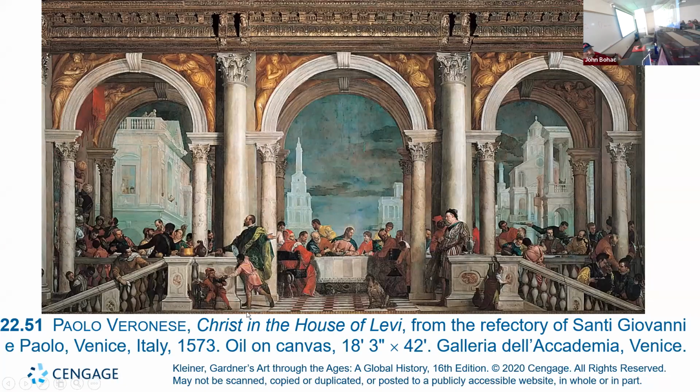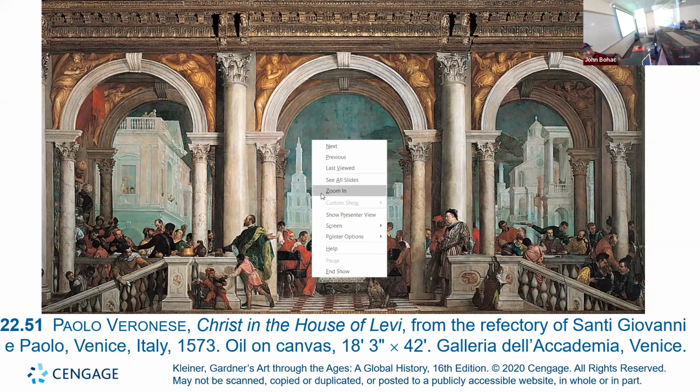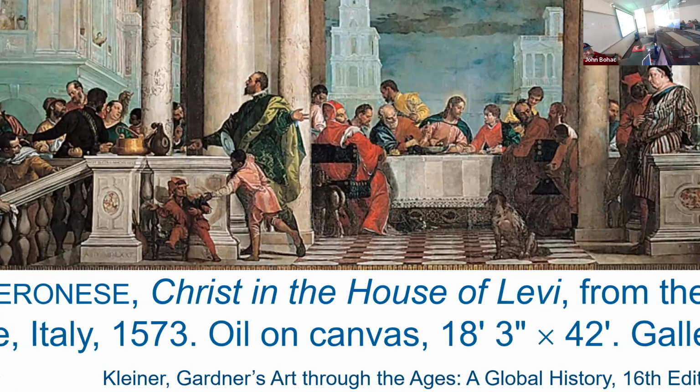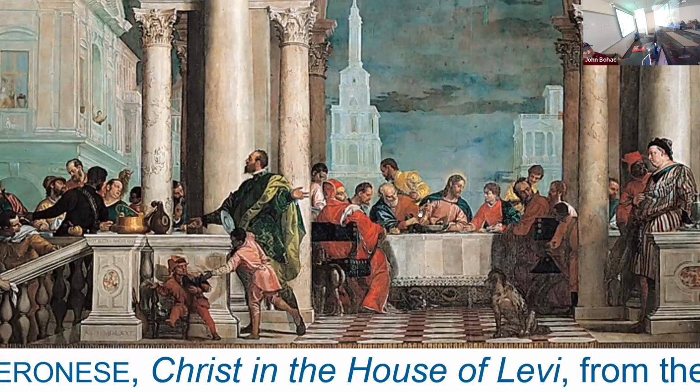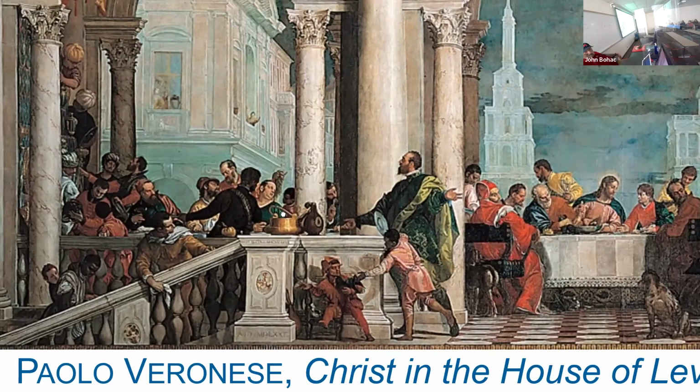Veronese, Christ in the House of Levi. This is really an interesting painting. And this is from Venice, by the way. I'm going to zoom in because there are some really interesting issues here. Like we have African people here. That's interesting. And Christ in the House of Levi, but this is really a Last Supper scene. There's Jesus. And what do they have? Another African person here.